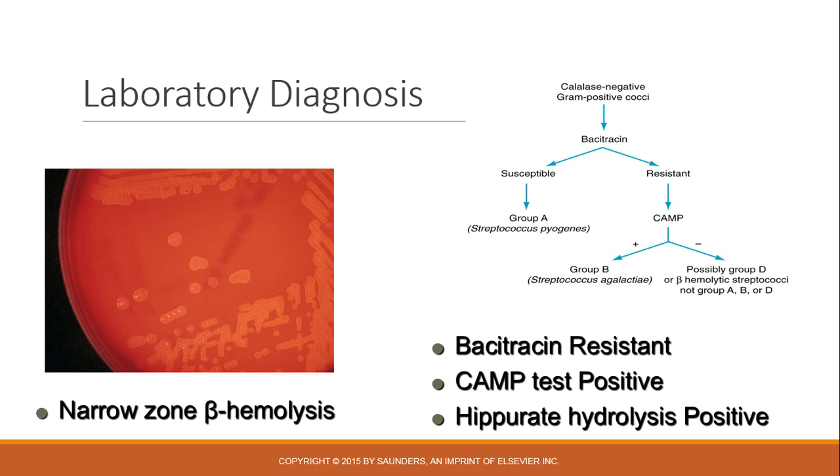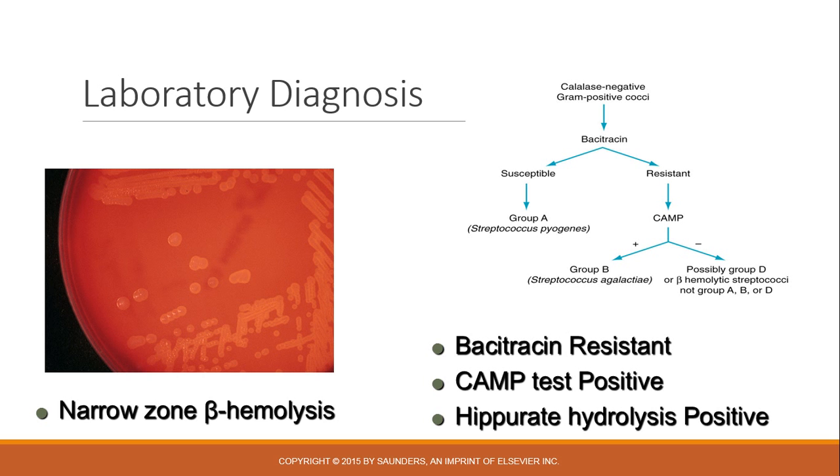So here's our flow chart for group B strep. We've got catalase negative, gram positive cocci. We might do a bacitracin disc, which is helpful. You might do it for all beta hemolytic streps because it's helpful to identify group A strep. But in this case, it's resistant for group B strep. Next test you want to do is the CAMP test, and that identifies your organism. If it's CAMP positive, then it's group B strep.